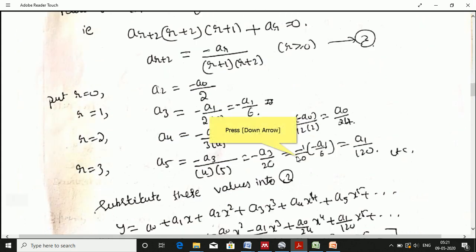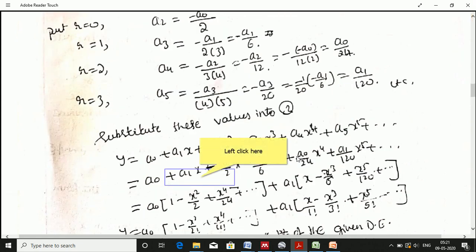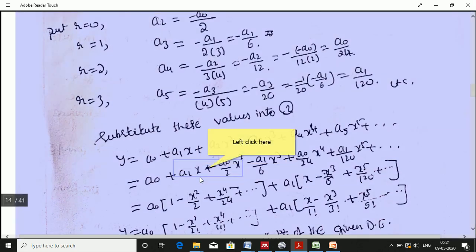Substitute these values in the expanded form of equation 2. It is y equal to a0 plus a1 x plus a2 x square plus a3 x cube plus a4 x power 4 plus a5 x power 5 plus, etcetera. That is a0 plus a1 into x.